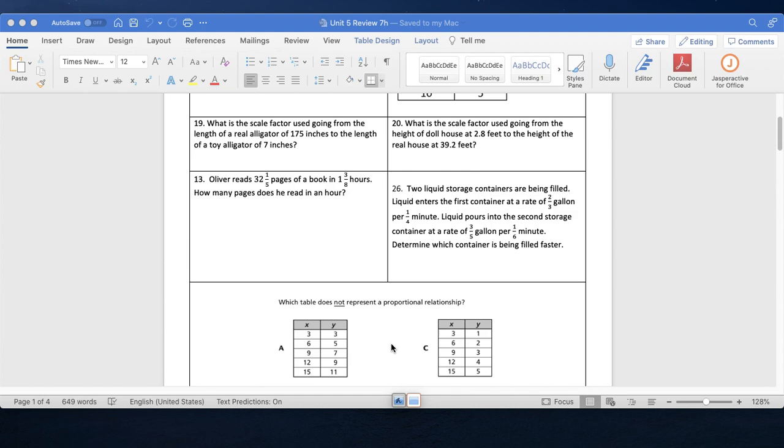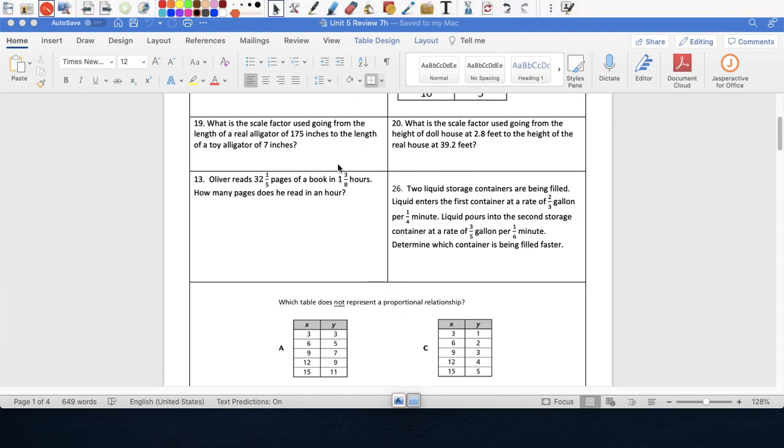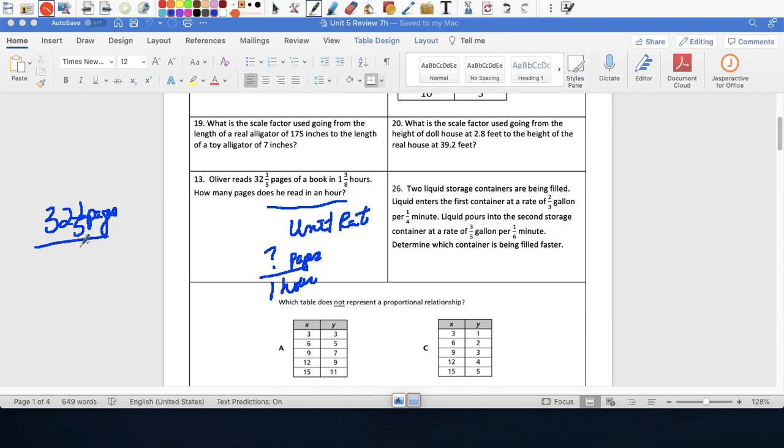Oliver reads. Again, anytime they're asking you how many pages does he read in an hour, they're asking you for the unit rate, right? How much does he read in 1 hour? So how many pages in 1 hour? This is what we want to get to. So let's set up our proportion. 32 1/5 pages, which he reads in 1 3/8 of an hour. Right, so we want to get from this to this, the unit rate.